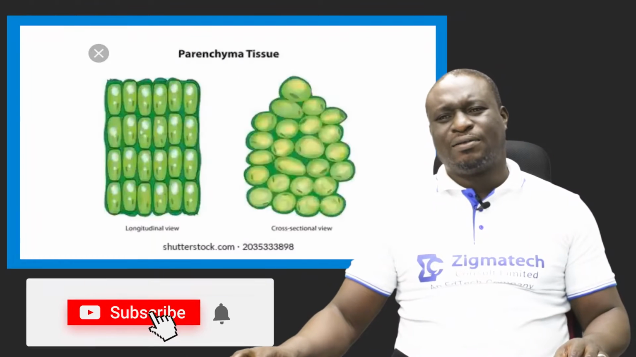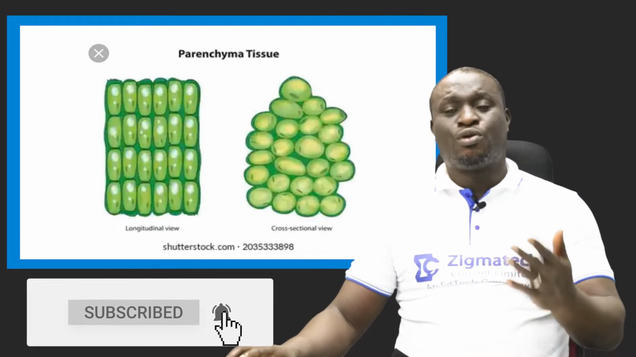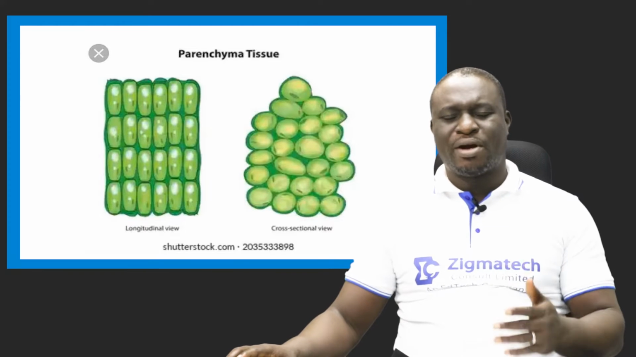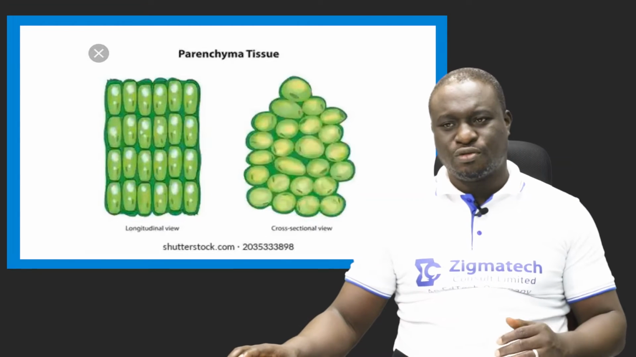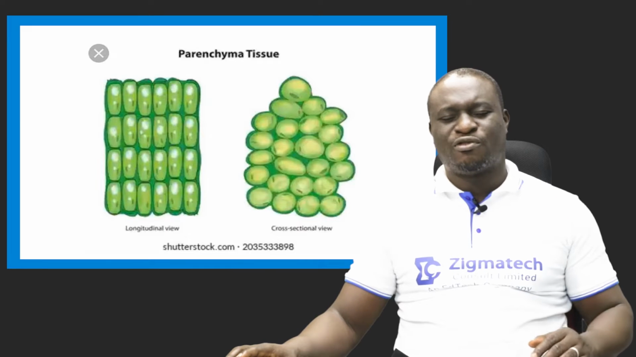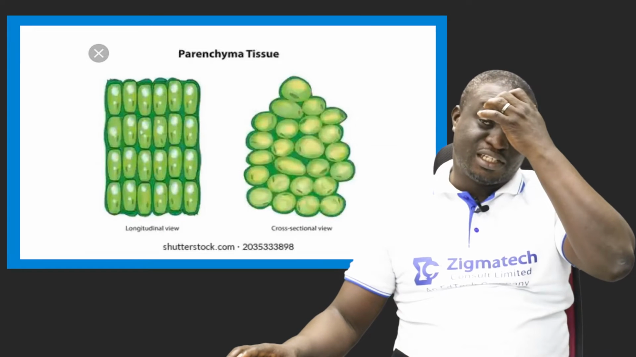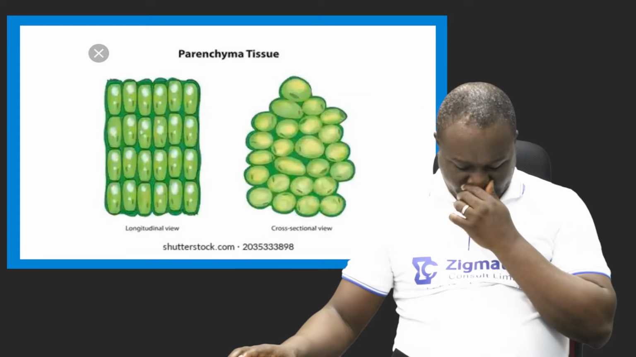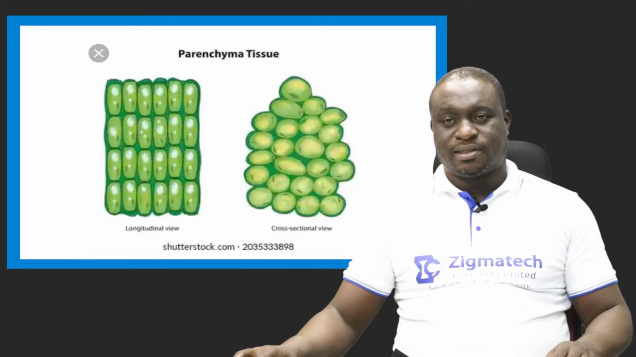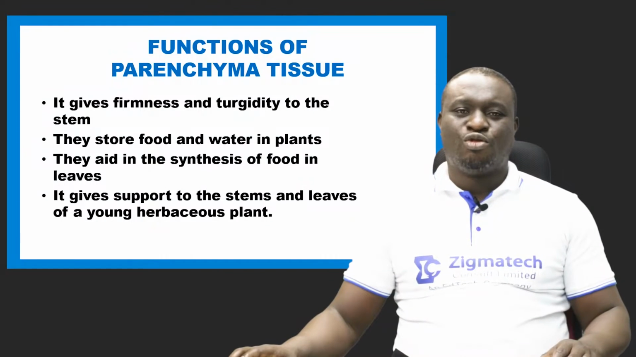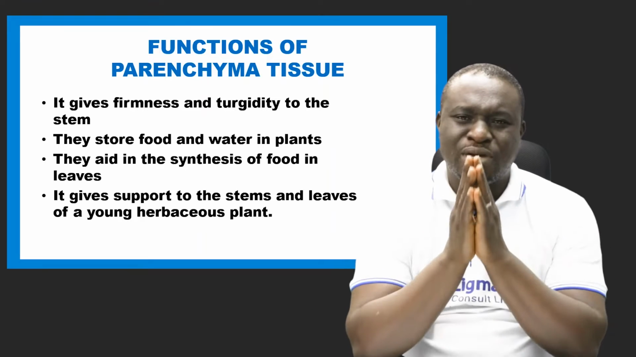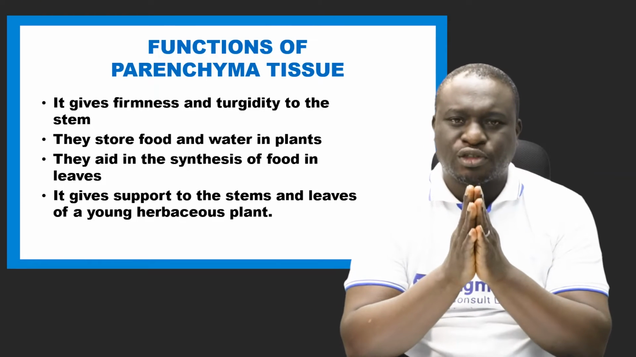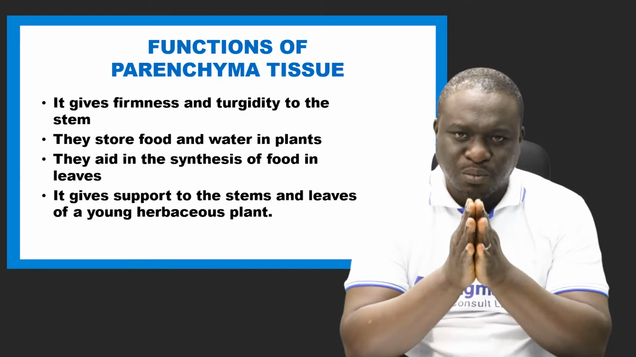Now, what do they look like? Look at a longitudinal view of a parenchyma cell or tissue, and that is a cross-sectional view of the parenchyma tissues. You can see that they have many air spaces. And then the next thing to look at in parenchyma, which is very important, is their functions. Functions of parenchyma tissues.